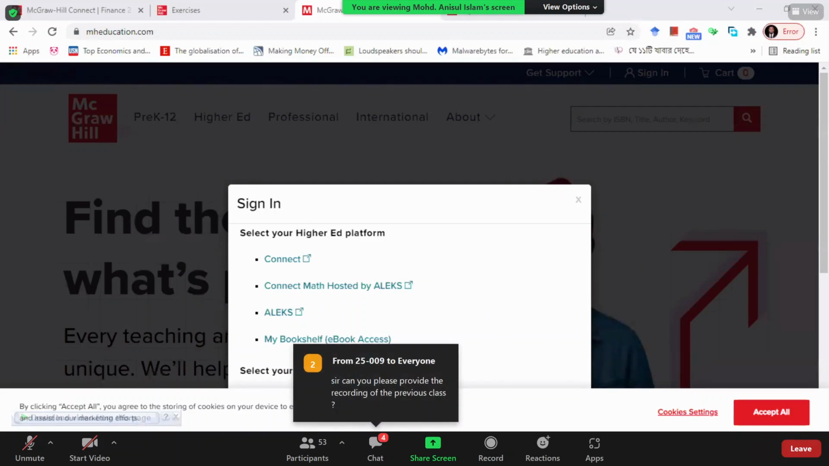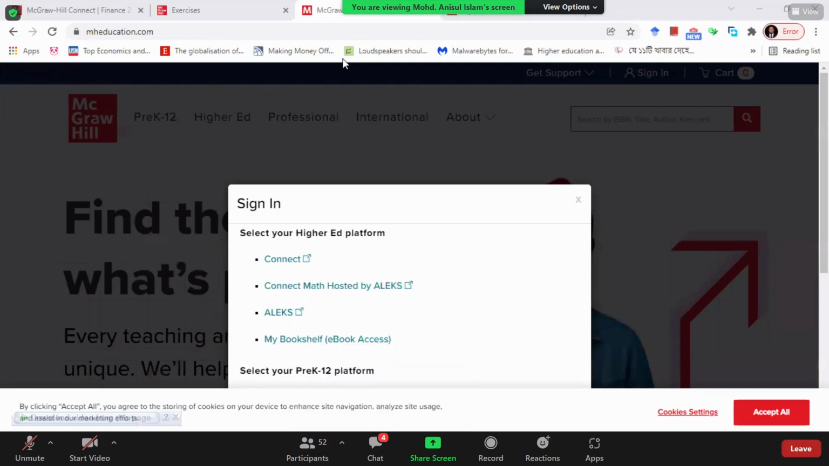Okay, you can also write on your chat box if you have any issue, please. Sir, can you please provide the recording of the previous class? Obviously, I will provide the recording of the previous class. The recording is not for me, rather the recording is for you. Okay, but I will maintain some lag, 3 days or 1 week, because it requires some processing to upload this.